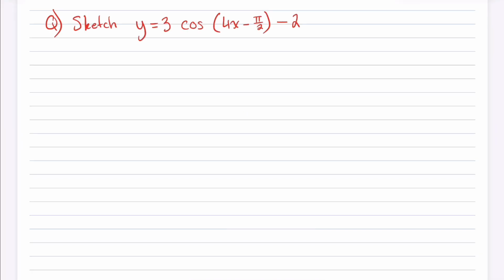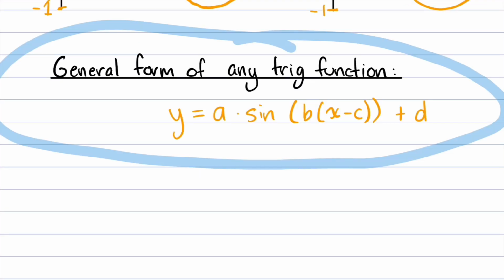All right, so next function, we've got y equals 3 cos(4x minus pi on 2) minus 2. Now notice this isn't in general form just yet, right? Remember, general form is this form here. Notice there's kind of brackets inside of brackets.